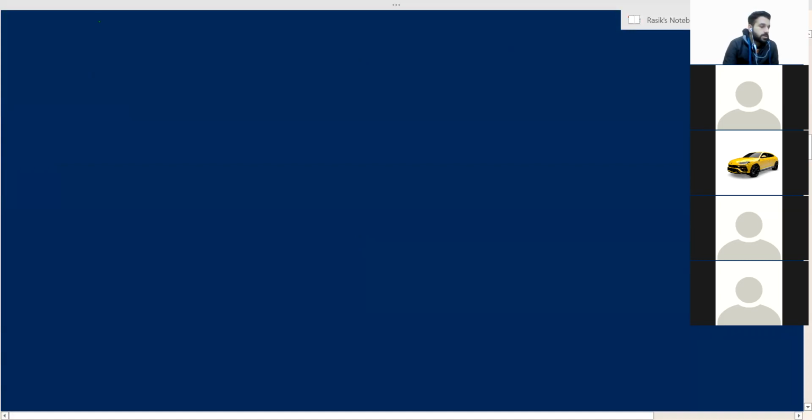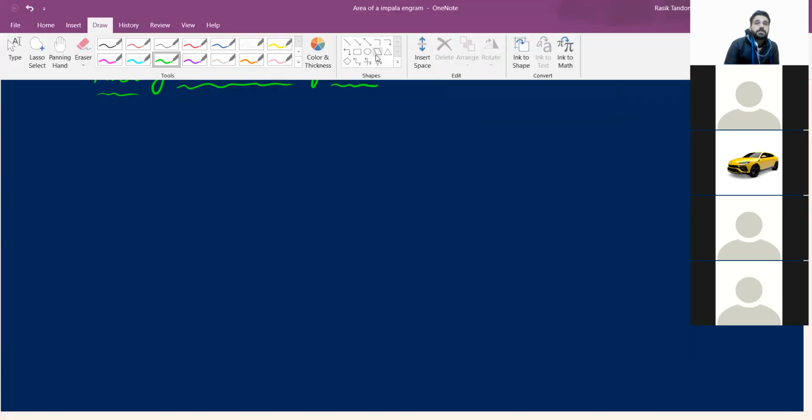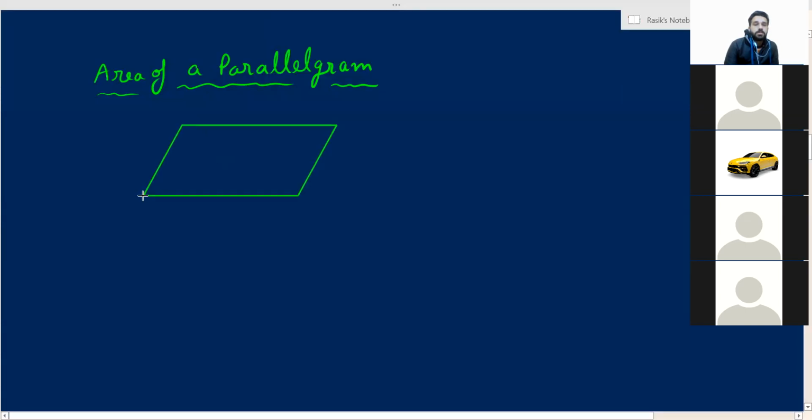For the next exercise, we have to study two new formulae. So first of all, write down the formulae. Area of a parallelogram. Area of a rhombus. Area of a rhombus is 1/2 into product of diagonals. And area of a parallelogram is base into height. This is a parallelogram.